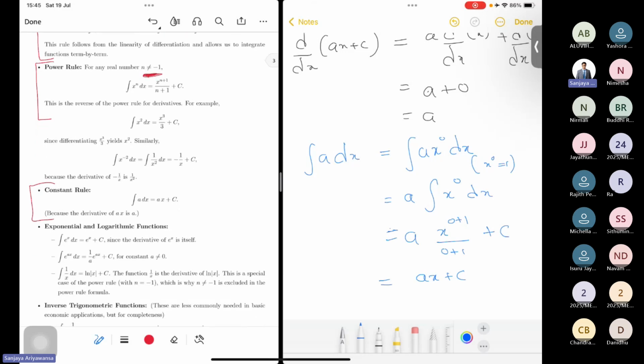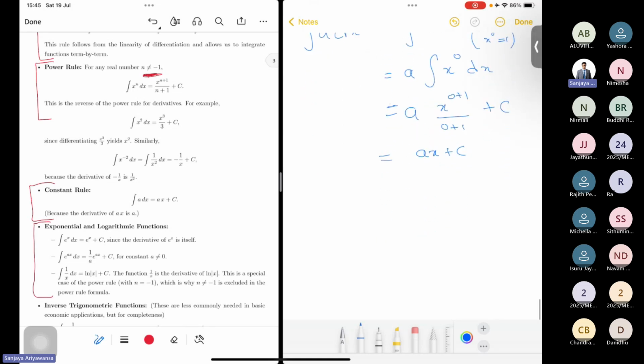Then we have the exponential and logarithmic functions. Right, so that's the fourth one. That's the fourth one.